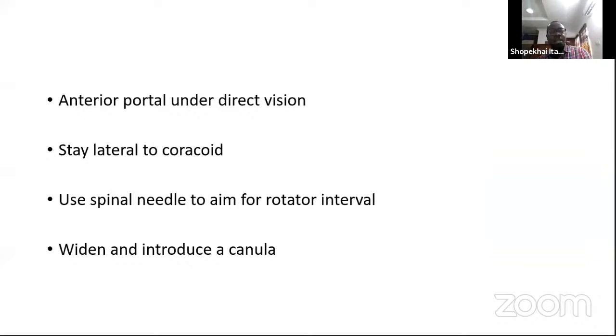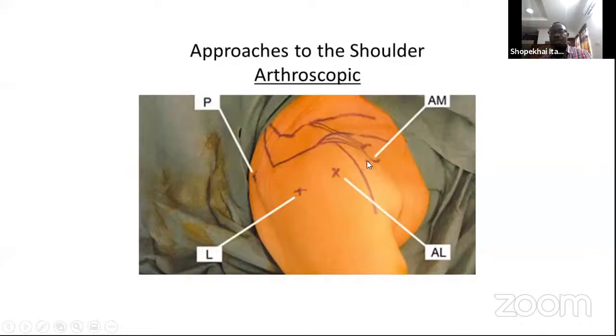as the anterior portal, which I'll show you again here. That's the anterior portal, done under direct vision, and you stay lateral to the coracoid. The maxim in shoulder is medial to the coracoid is bad. That's where all the evil is. Lateral to the coracoid is good. That's where you're safe. Whether you're going open or arthroscopic, stay lateral to the coracoid. So you see, this portal is placed lateral to the coracoid.